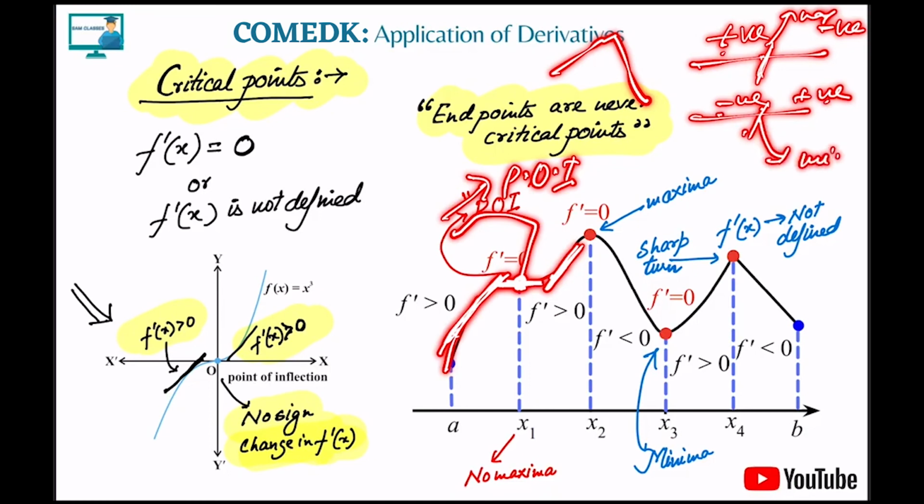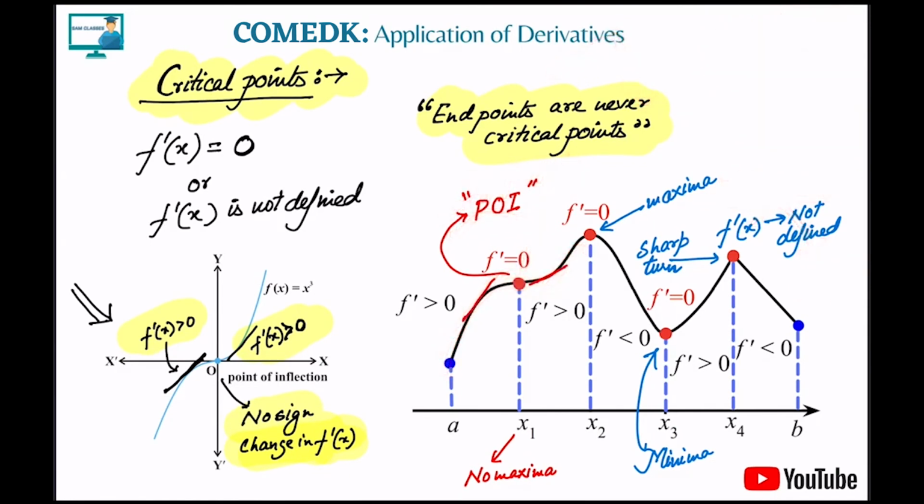Clear? So at this point it is just positive to positive. Though it is 0 here, positive to positive, POI, point of inflection. Okay, that's it. You can understand by this. Positive, again positive, but at this point it is 0. Okay, don't get confused. Again here, see the slope is positive, then negative. What is it?